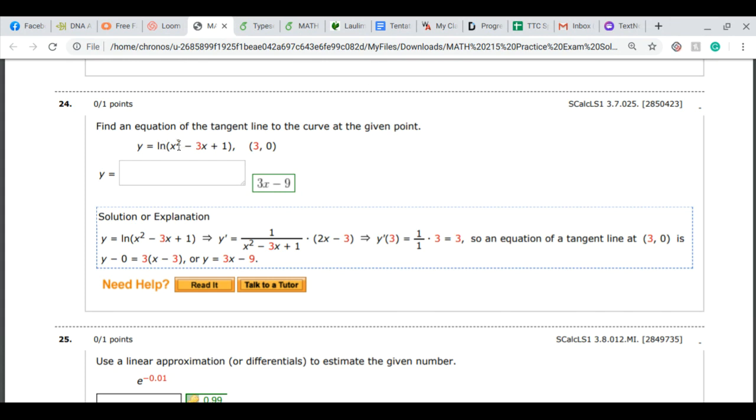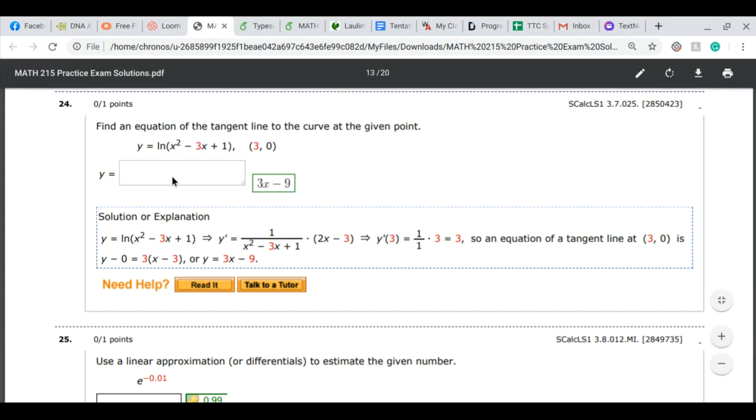you differentiate this, you get 2x minus 3 over x squared minus 3x plus 1. Plug in x equal to 3. What's 2 times 3? It's 6. 6 minus 3 is 3. So we're left with 3 over, well, now as you plug in 3 here, 9 minus 9 is 0. 0 plus 1 is just 1. So we're left with 3 over 1, that's just 3.